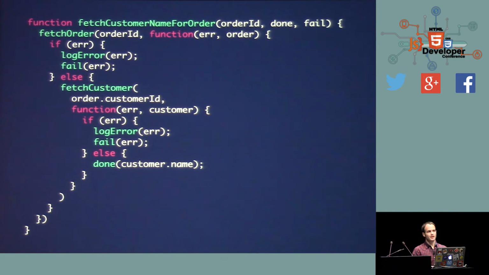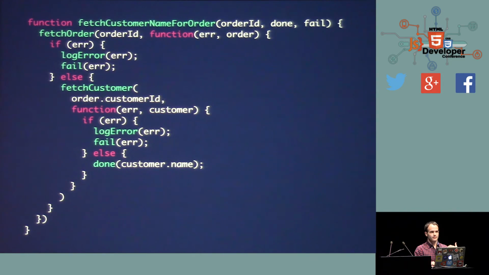And we pass another callback in, which takes an error and a customer. We check the error there, and if that failed, then we'll call fail callback. If not, we can finally call done with the customer name. So we can probably all agree this is really frustrating, really unreadable, and it's hard to reason about.